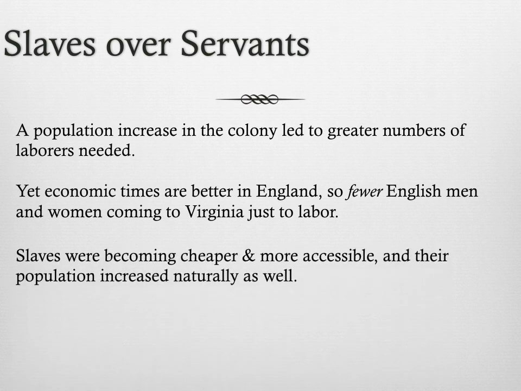Moreover, at the exact same time, slaves were becoming more accessible and cheaper. So the market was shifting at the same time indentured white servants were becoming less plentiful. And their natural population was also starting to increase, the natural population of African slaves, that is, as the small population that existed in the Chesapeake started reproducing in Virginia.